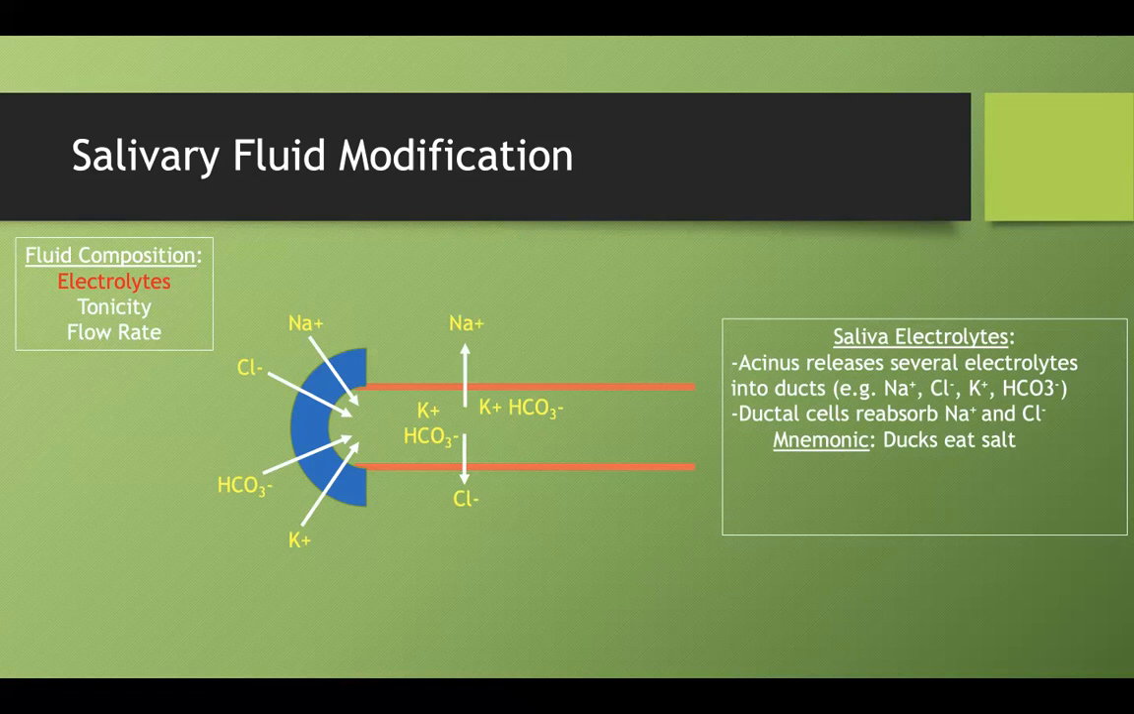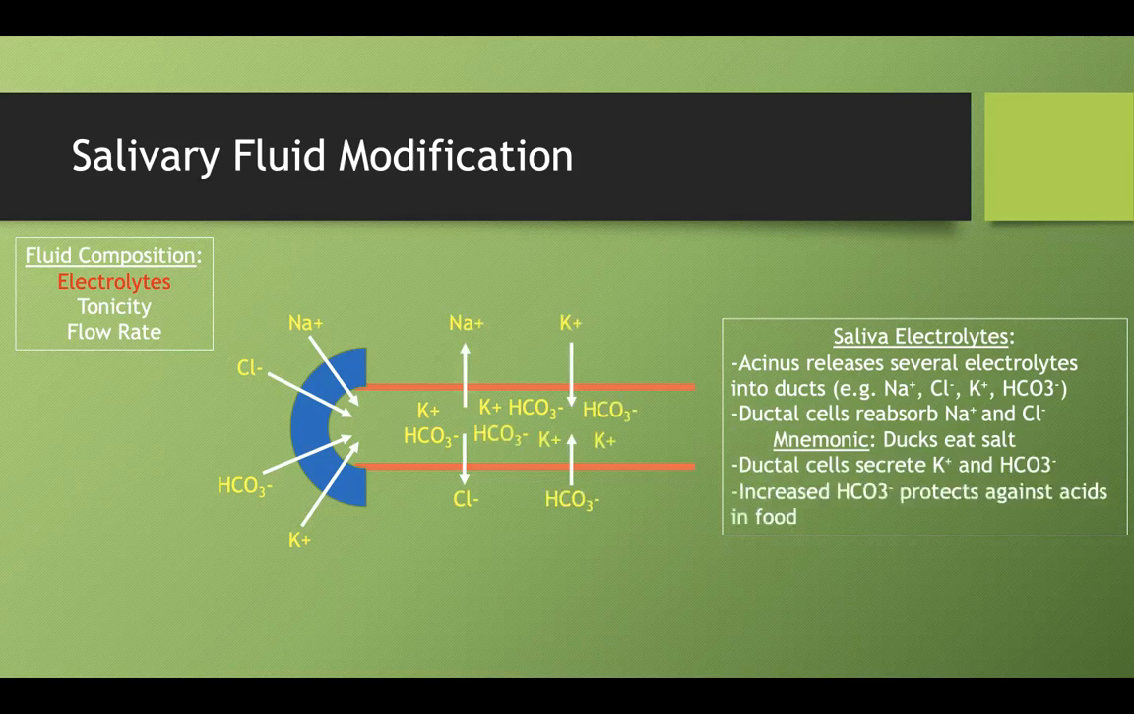On the other hand, potassium and hydrogen have the opposite effect. The ductal cells will actually secrete potassium and bicarb back into the duct, so you'll get a higher concentration of potassium and bicarb. And this is actually physiologically important because the bicarb can protect us from all the acidic foods that we eat. So the acidic foods don't damage our oral cavity, our esophagus, and onward.